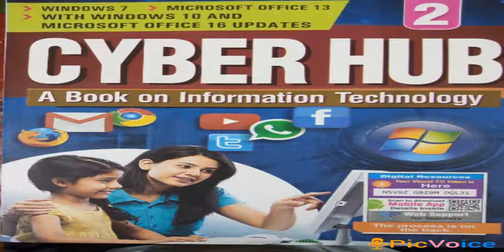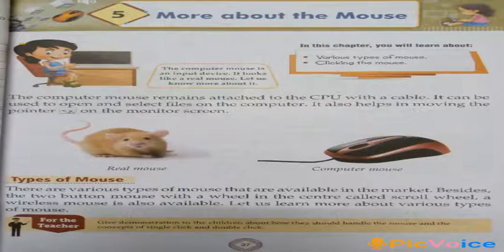This video clip is part 1 of Computer Standard 2. My dear students, kindly open your book, page number 37. Dear students, today we shall learn chapter 5, that is, more about the mouse. My dear students, first of all I shall read out the chapter and you follow me.